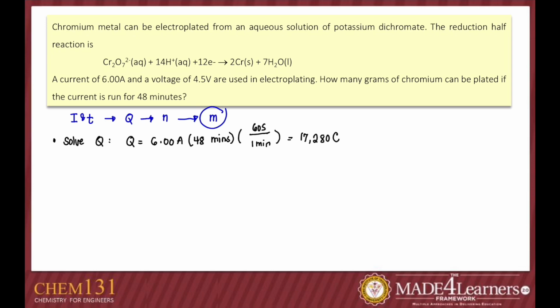Okay, and then what's next? We can actually go directly to mass. But let's do it step by step, after which we solve for N. So N, the number of moles of electrons, is equal to, from 17,280 coulombs, we use Faraday's law. 1 mole of electron for every 96,480 coulombs, and that will give us an answer of approximately 0.179 mole electrons. And then after which we solve for M.